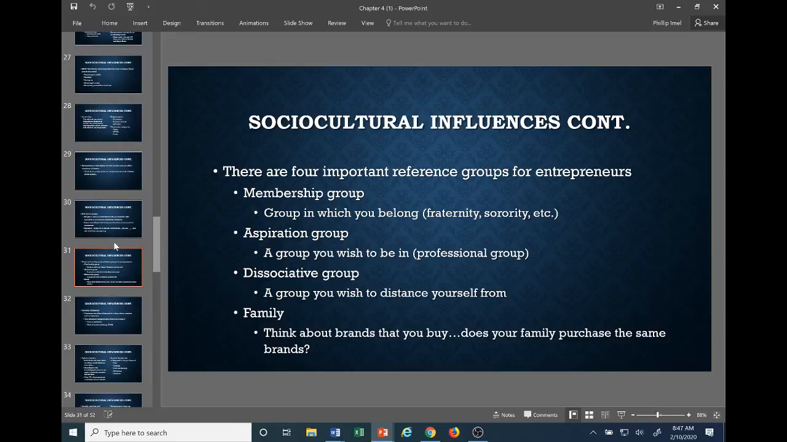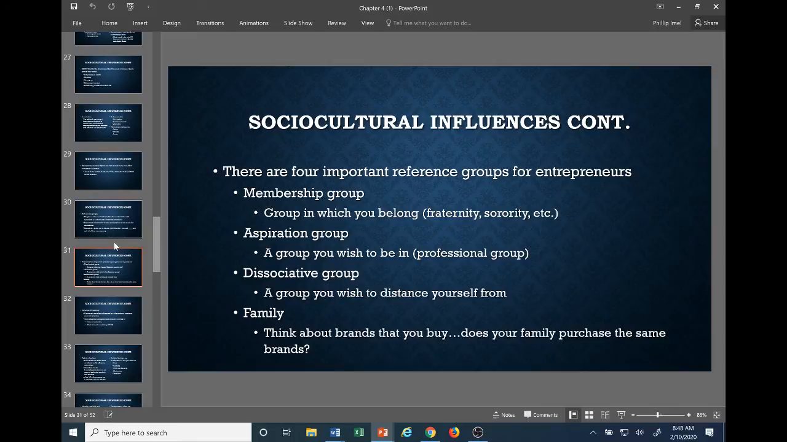There are four important reference groups for entrepreneurs. A membership group, this is the group in which you belong, a fraternity, a sorority, etc. Maybe a member at a church or something of that sort. The aspiration group, so this is a group in which you wish to be in. So there might be a certain professional group that you want to be in. Myself personally, I want to be a part of the AICPA, and be a member of that one day, and be a CPA, be a part of that group of CPAs. So hopefully, one day I'll be able to aspire to reach that level.